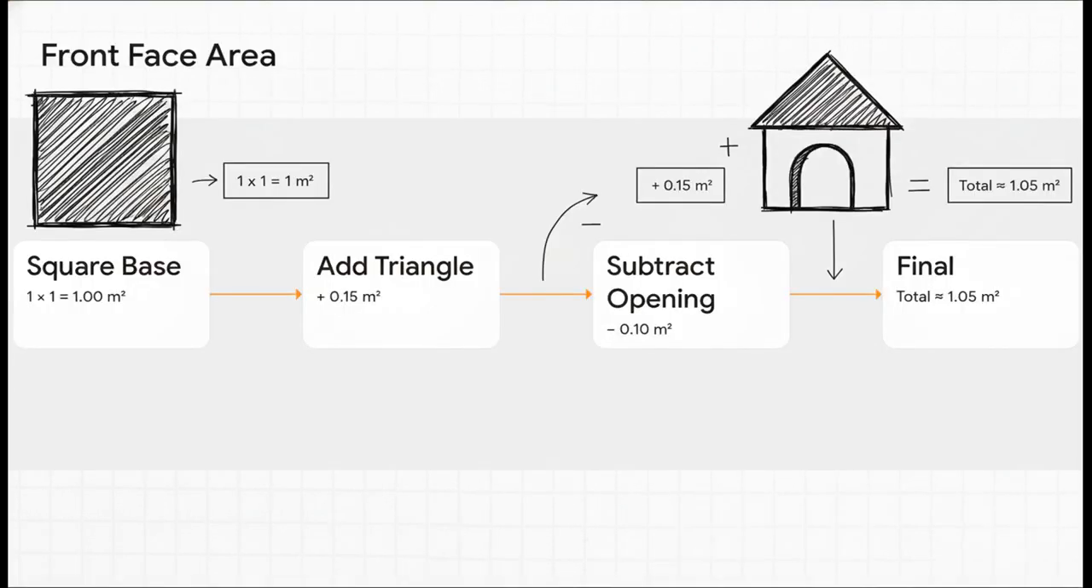The front face is actually a great mini problem all on its own because it uses both of our strategies. We start with the 1 by 1 meter square base. To that, we add the triangular roof peak. Then, we subtract the half circle opening for the door. So we add the square and the triangle, then subtract the opening, giving us a final area of about 1.05 square meters for the front face.